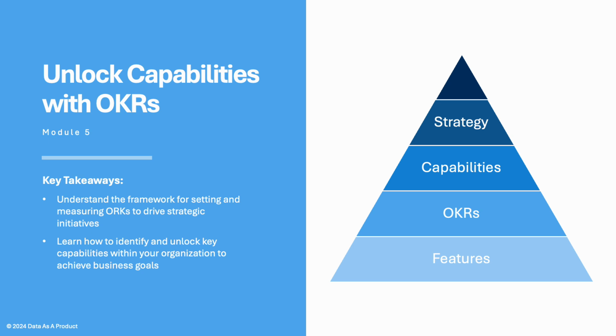In the following slides, we're going to dive deeper into the pyramid framework that links strategy, capabilities, OKRs, and features. We'll also discuss how to set effective OKRs, identify and unlock key capabilities, and align them with your strategic goals. By the end of this module, you'll have a clear understanding of how to use OKRs to drive the capabilities that will propel your organization to success. So let's get started by exploring the pyramid framework that will guide our understanding of how to unlock capabilities with OKRs.